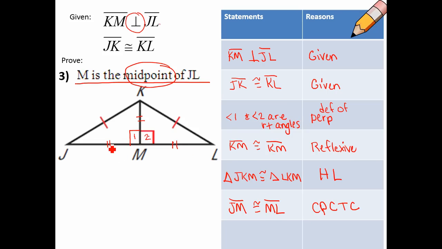Now that I know those two pieces on either side of M, here and here, are congruent, I now know that we've shown M is for sure the midpoint of JL. And how do we know? Because I've just shown that the segments on either side are congruent, and that would be the definition of a midpoint. So this is an example of one where we didn't end with CPCTC. We continued one step further to prove that something was a midpoint or something was a bisector, that sort of thing.